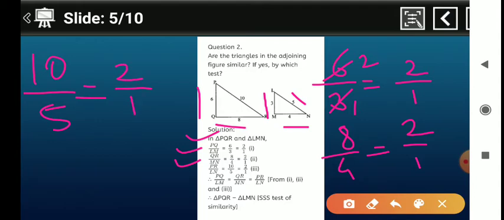So all three sides are in the same proportion, and therefore we can say the test of similarity is the SSS test. The triangles are similar by the SSS test. Therefore PQ upon LM is equal to QR upon MN is equal to PR upon LN, and therefore triangle PQR is similar, here the sign is the similarity sign, to triangle LMN by the SSS test of similarity.